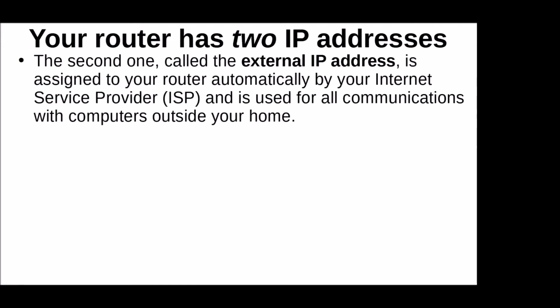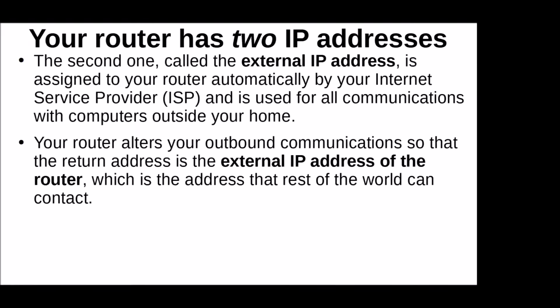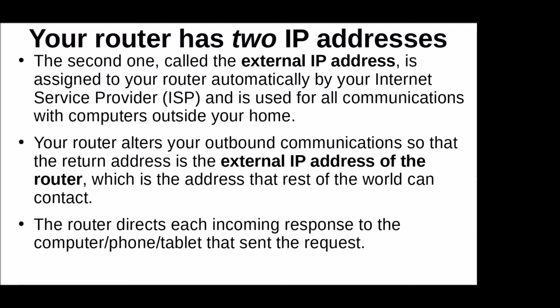And likewise, when you send out a request for information, your router automatically substitutes its external IP address as the return address. And the router also keeps information that allows it to accept each incoming response from an email server or an audio server or a video server, so that it can direct the incoming information to the device that sent the request in the first place.